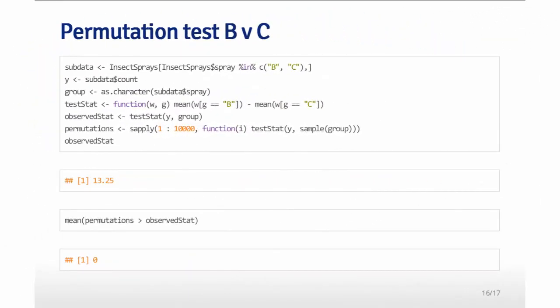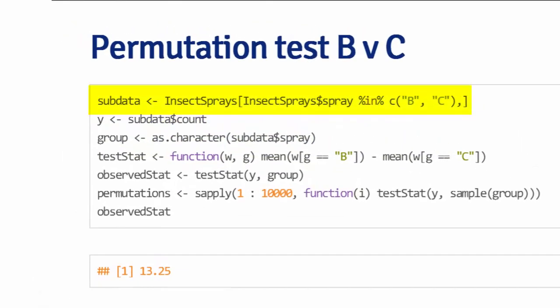Let's go through an example where we just illustrate doing permutation tests. First, I'm going to subset the data just so I have insect sprays B and C. My Y is going to be my outcome, the count of dead insects. My group is just going to be group labels, or spray in this case, pesticide in this case.